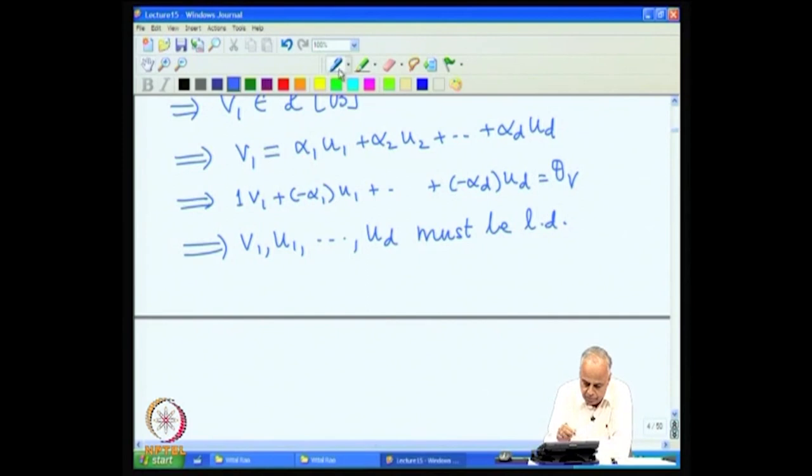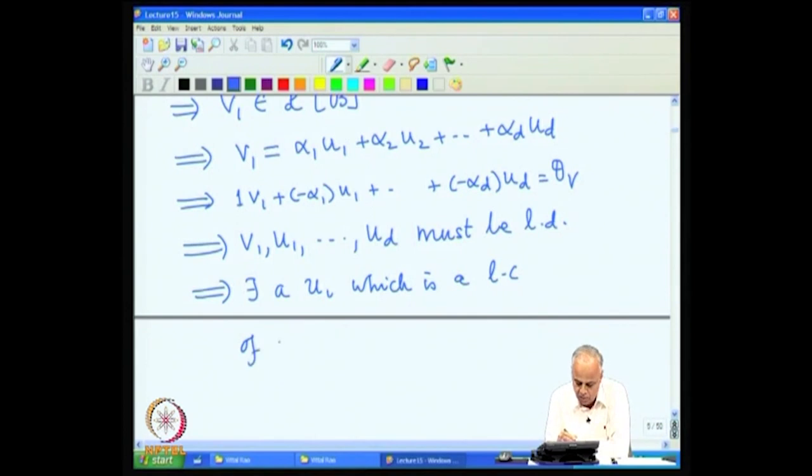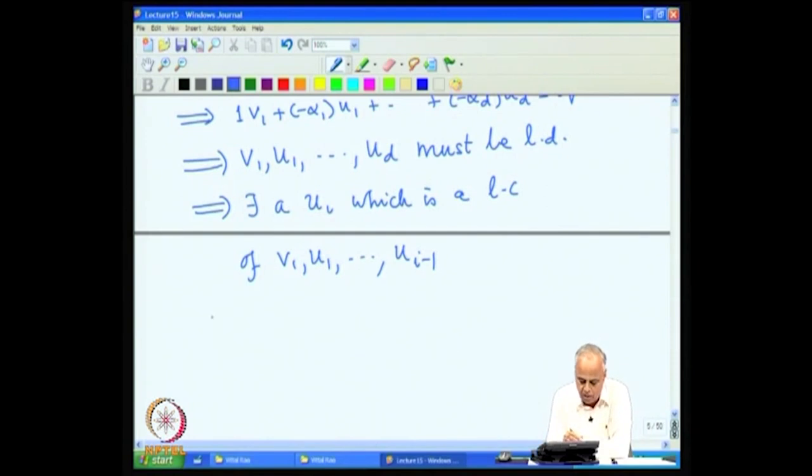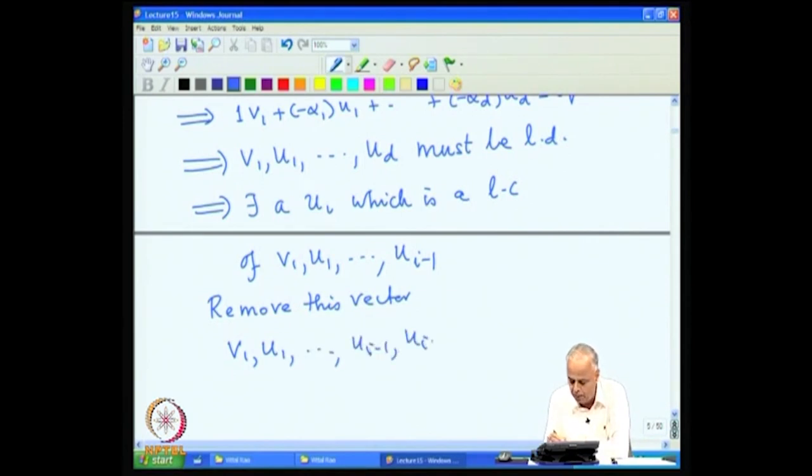So, there exists a ui which is a linear combination of v1, u1, u2, ..., u(i-1). It is a linear combination of all the previous ones. So, we knock that vector off. So, remove this vector. What do we get? v1, u1, ..., u(i-1), u(i+1), etcetera, ud.